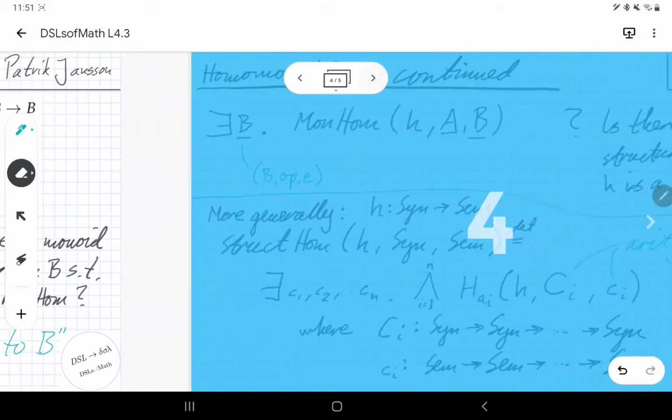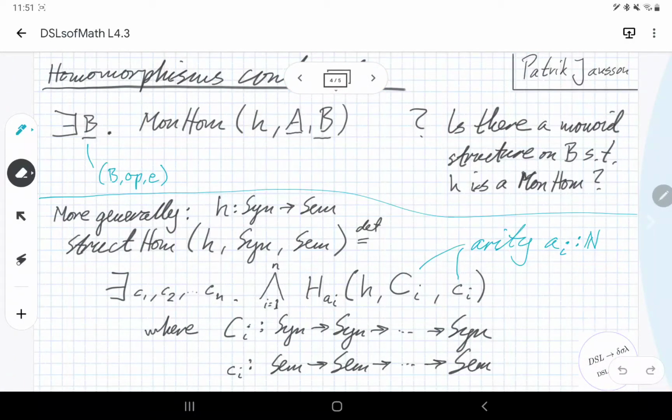So let's move one step further and do something more general. In the general case for evaluators, we have some syntax and some semantics, and h is an evaluator. So the structural homomorphism from this syntax to this semantics, where I've done this mathematical abbreviation saying the syntax actually comes with some constructors and the semantics with some other semantic functions, but for brevity, this is the usual notation.